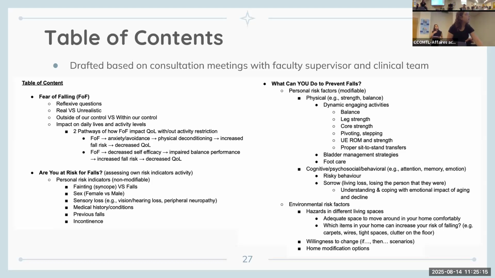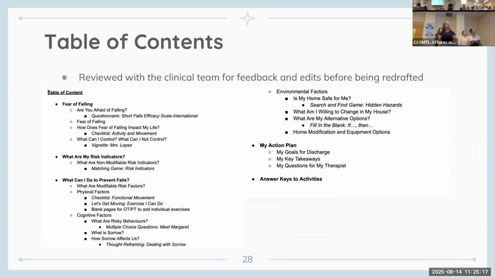After we got that feedback, we created a second draft of the table of contents by encompassing everything that was given to us. The format ended up looking pretty similar. We still have fear of falling, what are my risk indicators, and what can I do to prevent falls, the same 3 categories as before, but with changed language to be a bit more suitable for the workbook and for the population. As well, this table of contents is a lot more streamlined, so we have more specifics of exactly which learning strategies and which interactive activities we're implementing. You can see we mentioned where the questionnaire is going to be, where the checklists are going to be, where the vignettes, matching games, etc.